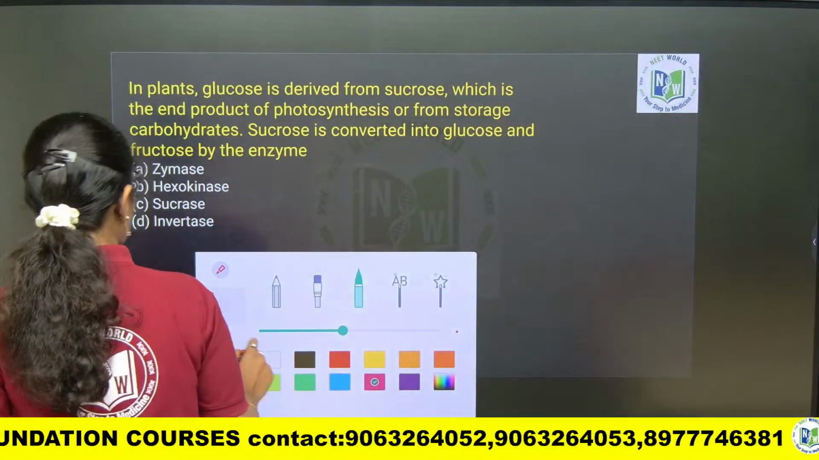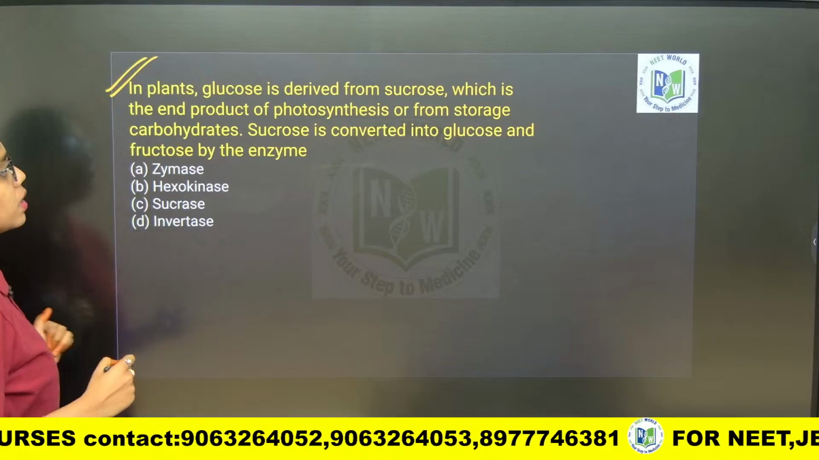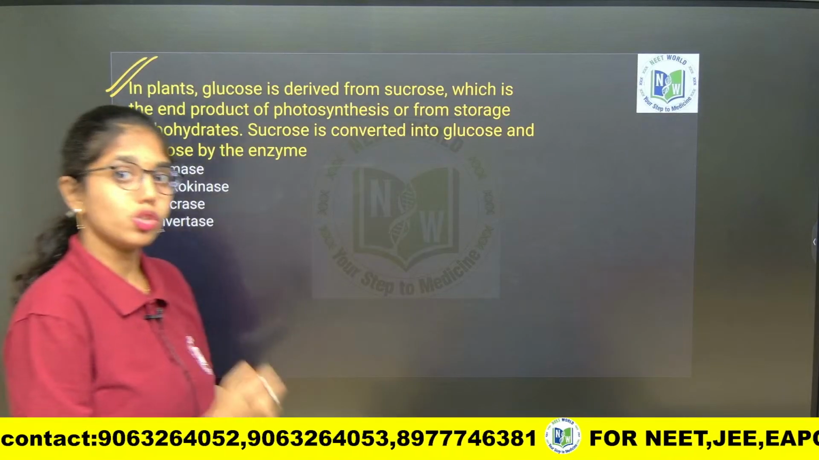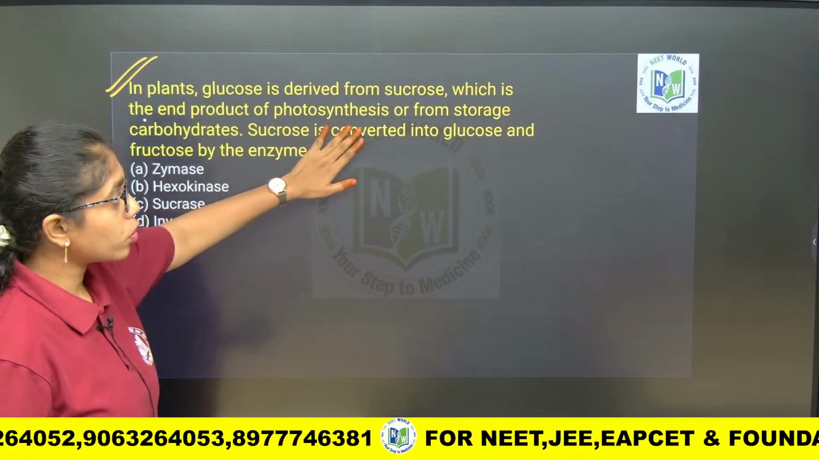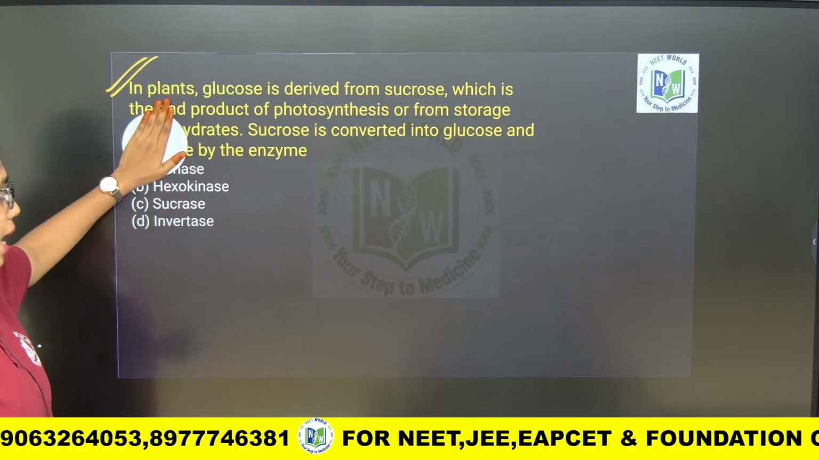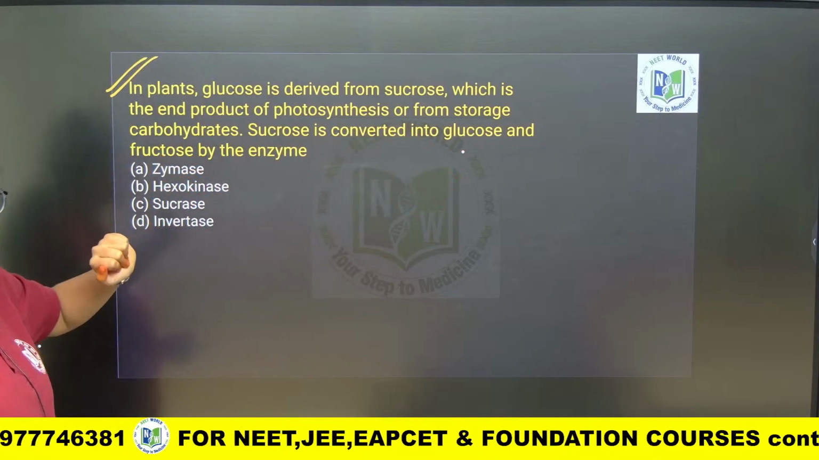Next question, very simple. In plants, glucose is derived from sucrose, which is the end product of photosynthesis, or from storage carbohydrates. Sucrose is converted to glucose and fructose by the enzyme.